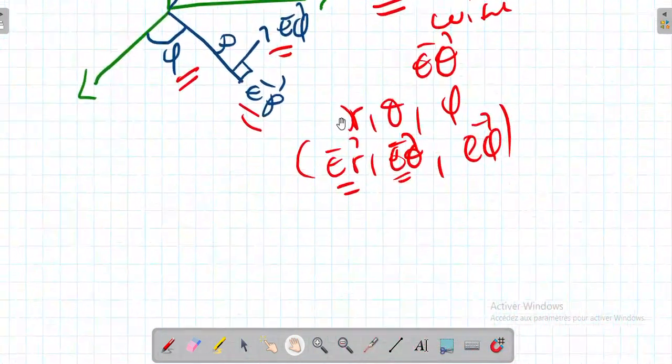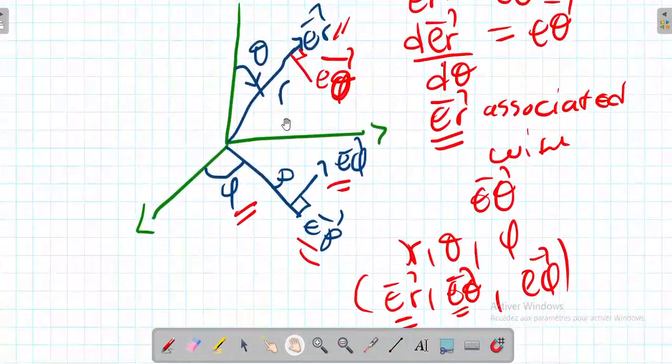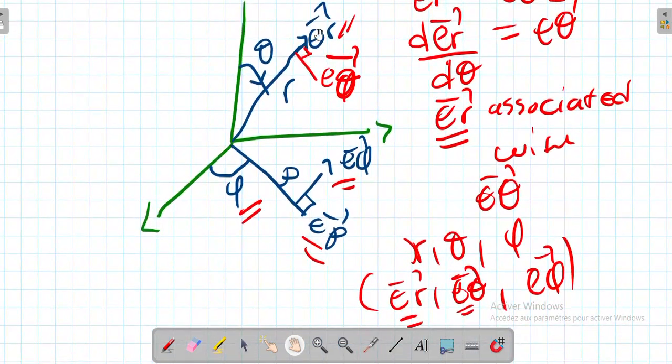The other important thing that you need to know is how to find the OM. OM is simply found by RER. The point M will be here, and OM will be RER. So this is everything that you need to know in the spherical coordinate system.